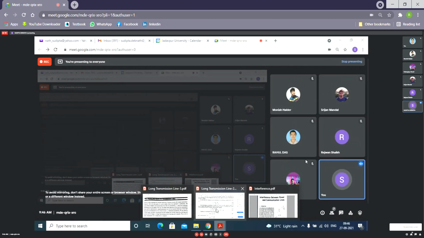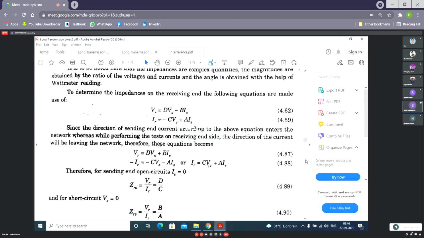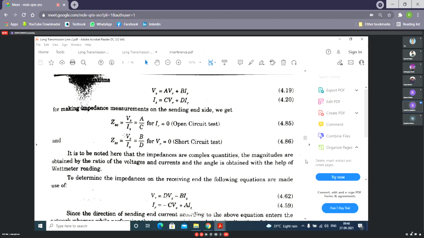So our equations are now this equation and this equation. So we are getting ZRO and ZRS. So now we are actually getting 4 equations. So what are the equations? ZSO equal to A by C, because you can measure ZSO. You are measuring this ZSO, ZSS. You have to measure this VS, IS. Also you have to take the angle. So these you are measuring.